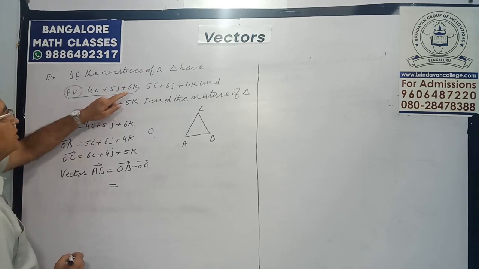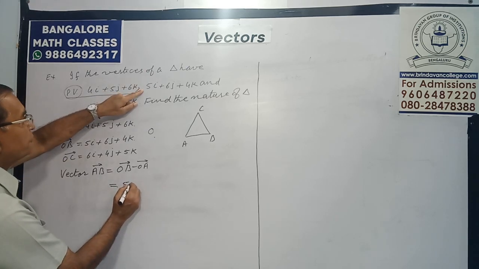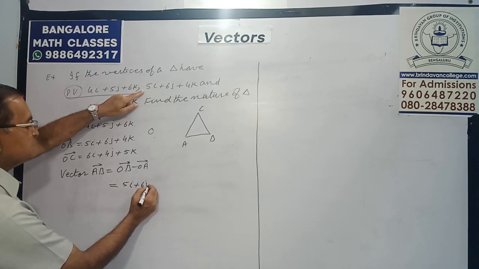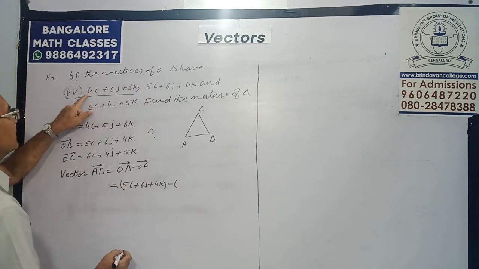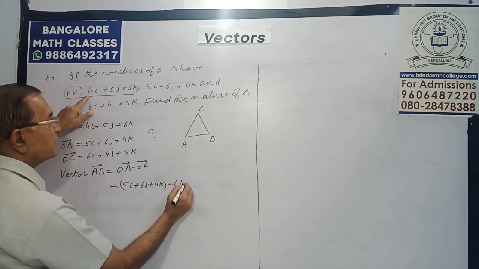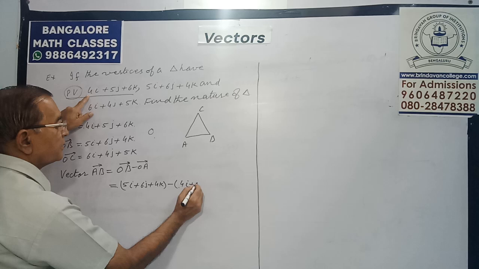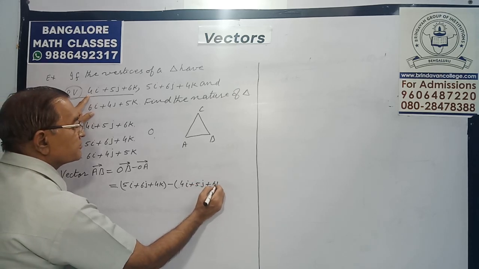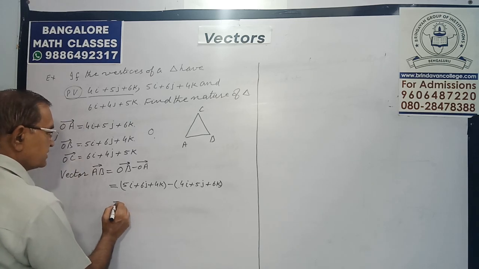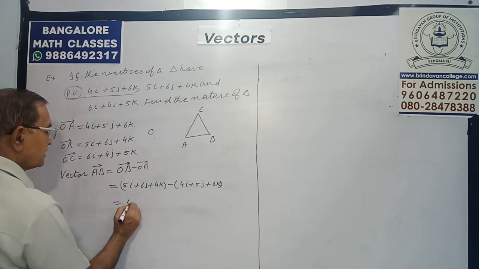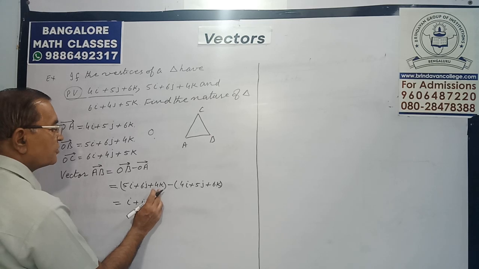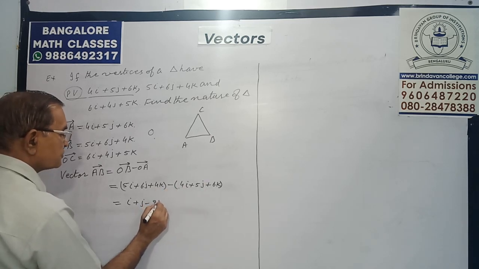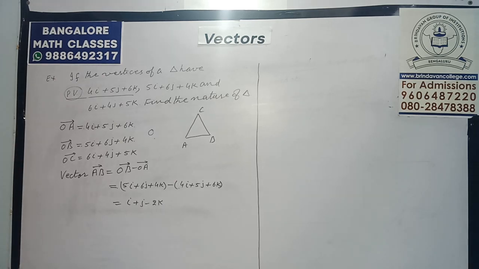See here now, B is 5i, 6j, 4k, minus A, which is 4i, 5j, 6k. By subtracting, it will come out to be 5i minus 4i, that is i, 6j minus 5j, that is j, 4 minus 6, minus 2k. Thus vector AB will come out to be i plus j minus 2k.